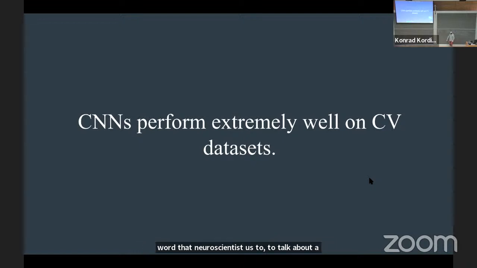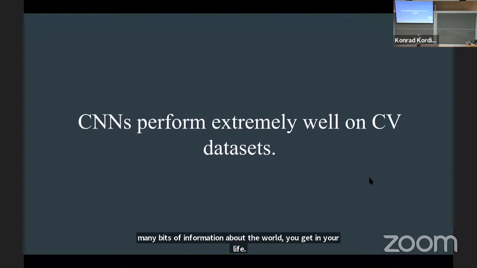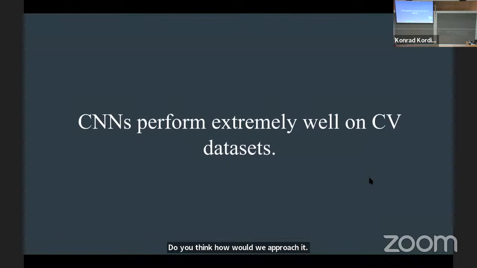How many bits of information about the world do you get in your life? How would we approach it? How much supervised information do you get in your life? Maybe a bit a minute, or a piece of information a minute? A bit a minute makes sense. It depends on what the information is. If it's how often you get reward or not, I only have about a coffee per hour, so in that sense Conrad only gets 1 bit per hour. Alternatively, you could be more benevolent and say maybe we get 1 bit per second. While I talk, you get some information, but it's not supervised.